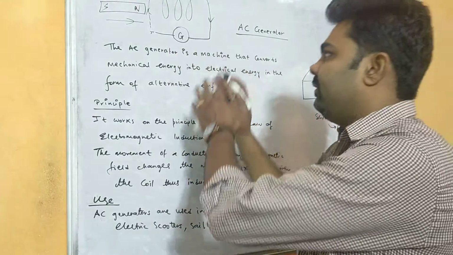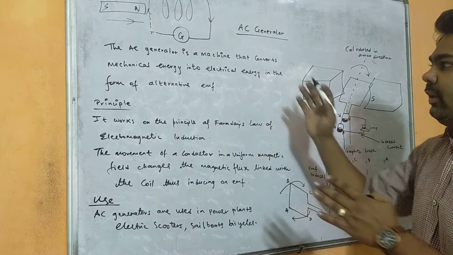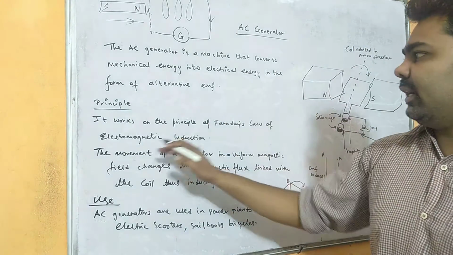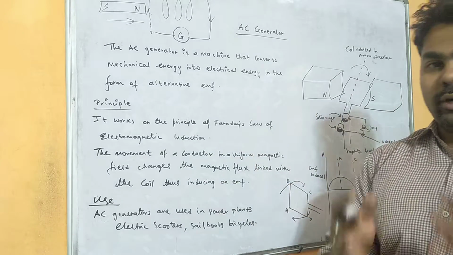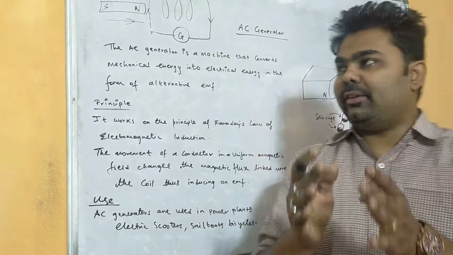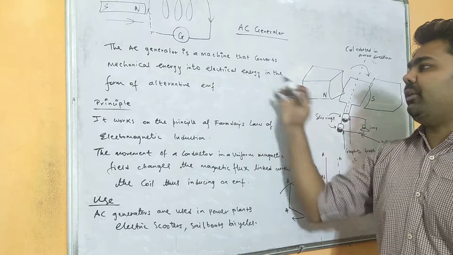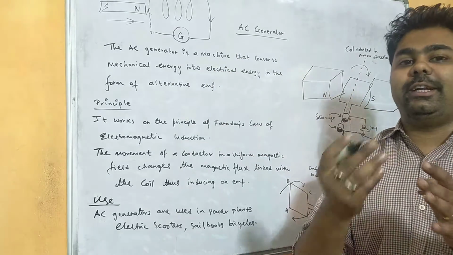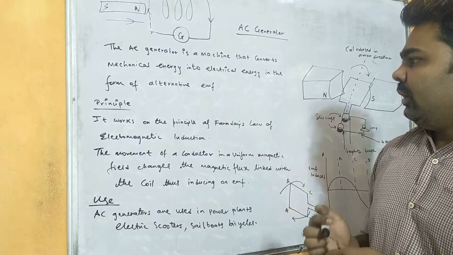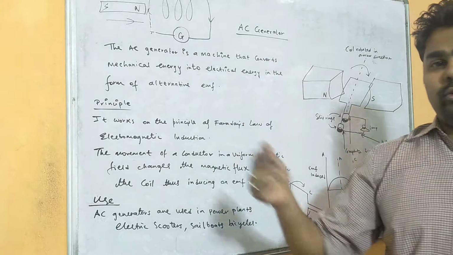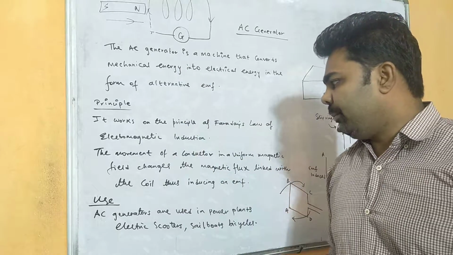The same condition we see here in the AC generator, because the AC generator works on the principle of Faraday's law of electromagnetic induction. And what is an AC generator? An AC generator is an electrical device or machine that converts mechanical energy into electrical energy in the form of alternating EMF. So this was the definition and this was the principle.